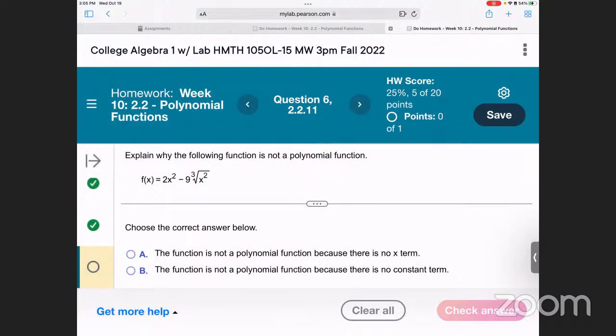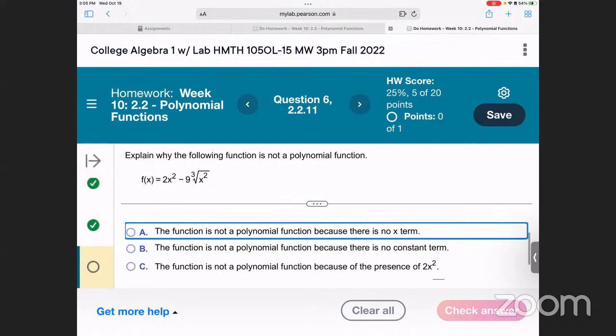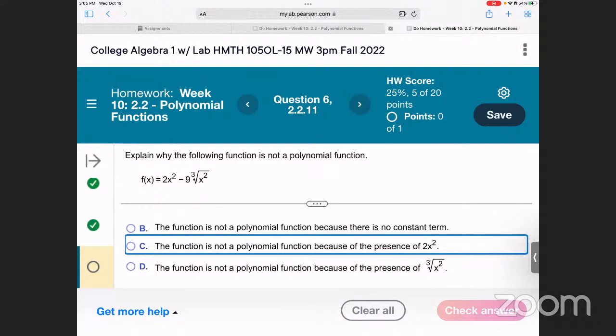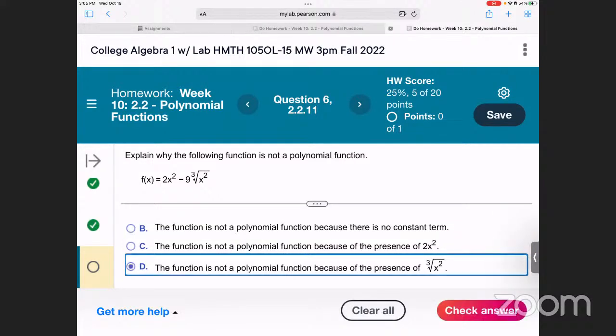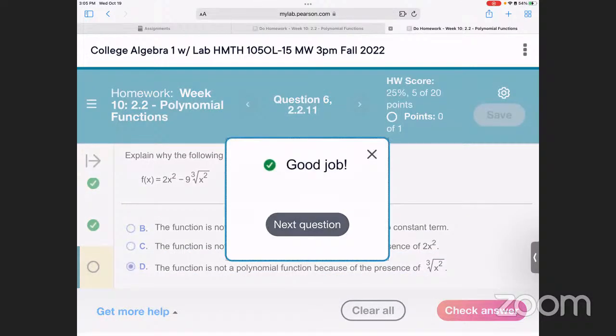You have this cube root of x squared, which is the same as x to the power of 2/3. Our powers have to be non-negative integer exponents. So with the multiple choices here, it's not B, it's not C, it should be D. It's not a polynomial because of that cube root of x squared.